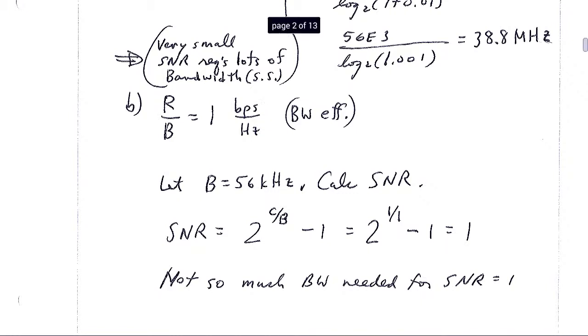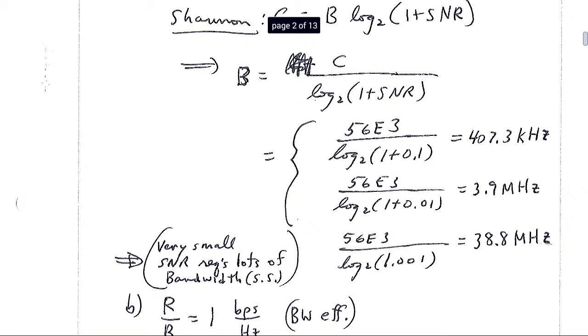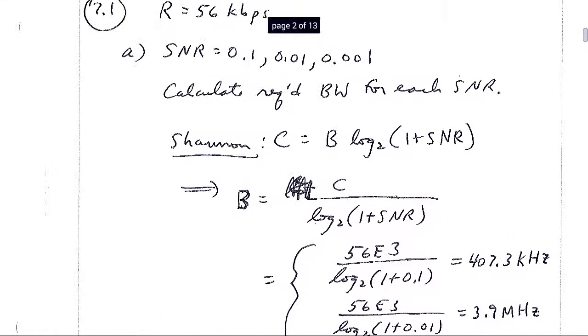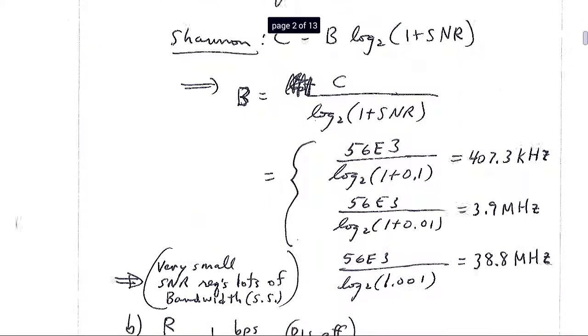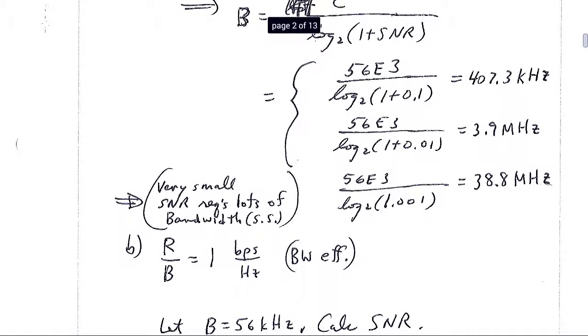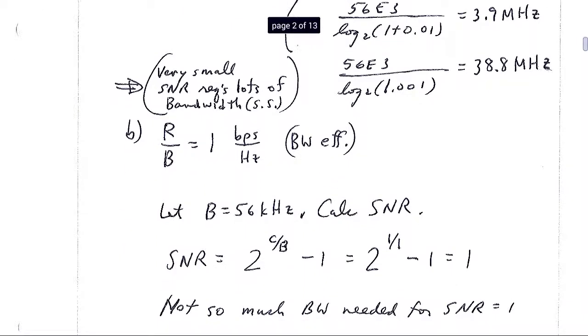Whereas here, for the very small signal-to-noise ratios in part A, even for a small data rate of 56 kilobit per second, we needed much wider bandwidth, much higher than 56 kilohertz, for example. And so the idea here is that this is an illustration of Shannon's equation and its relation to spread spectrum. Hope that helps.